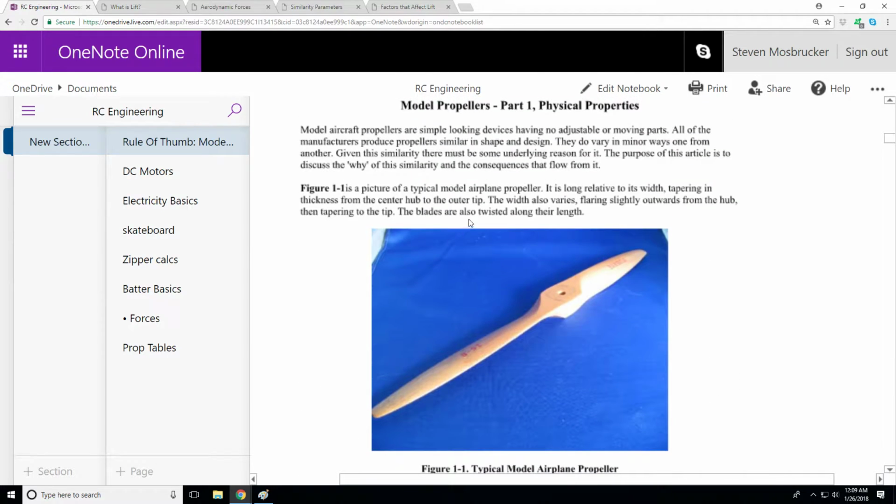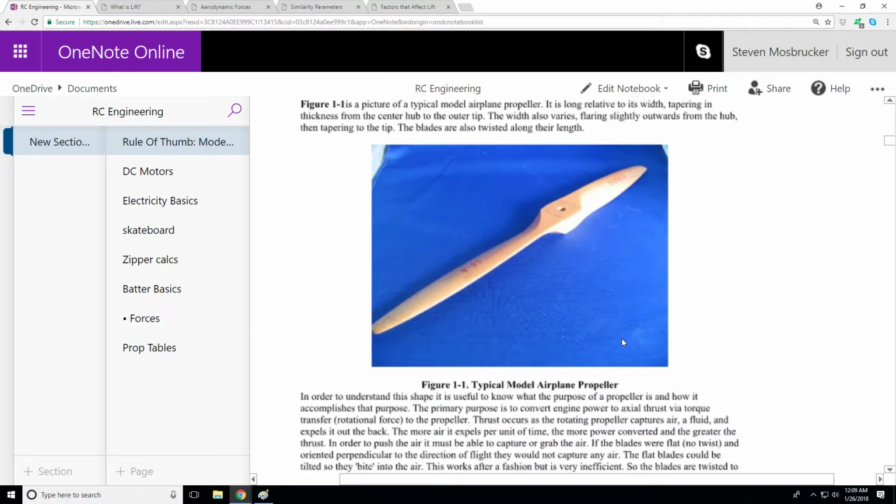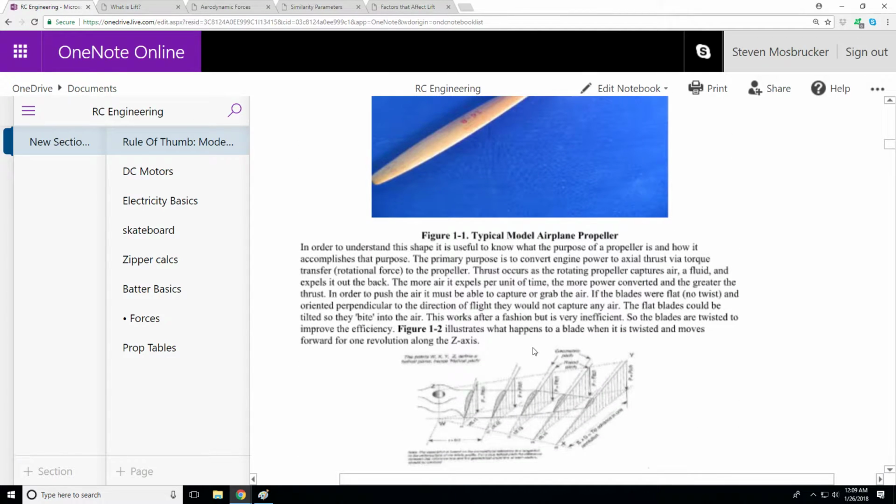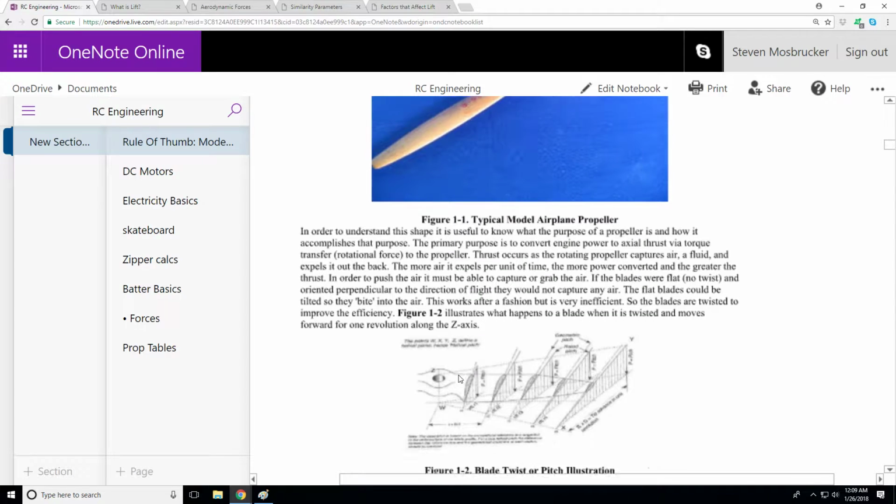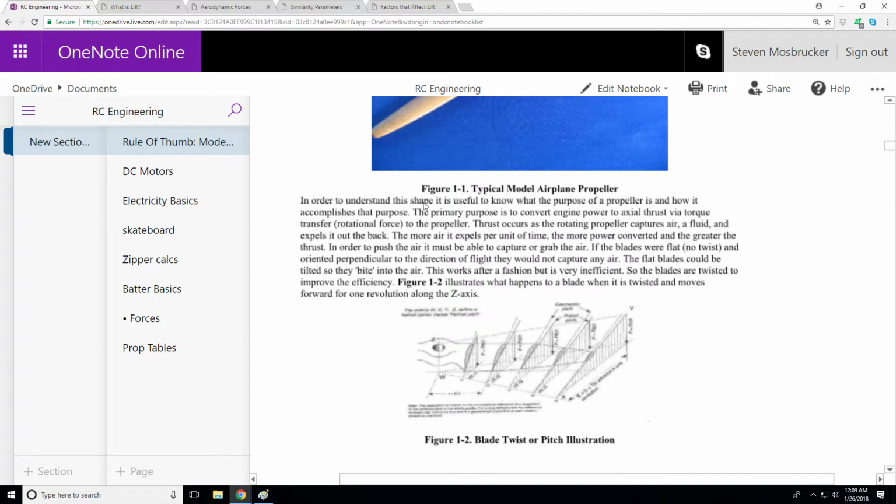It's also mentioning, very important, that it's twisting more and more along its length, and we'll have to go into Paint here to show you guys that. In order to understand the shape, it is useful to know what the purpose of a propeller is and how it accomplishes this purpose. The primary purpose is to convert engine power to actual thrust.